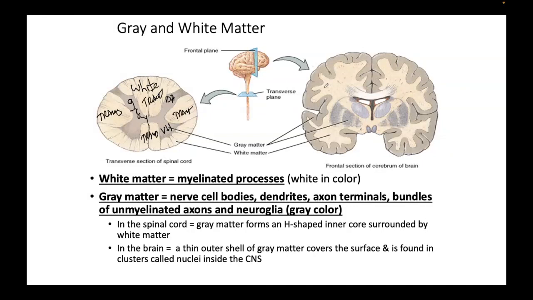But look what happens in the brain. In the spinal cord, you have white matter on the outside and gray matter on the inside. But what happens in the brain? It's the exact opposite of that. Gray matter is on the outside, and on the inside is the white matter. It's the exact opposite of what we have in the spinal cord. Okay?